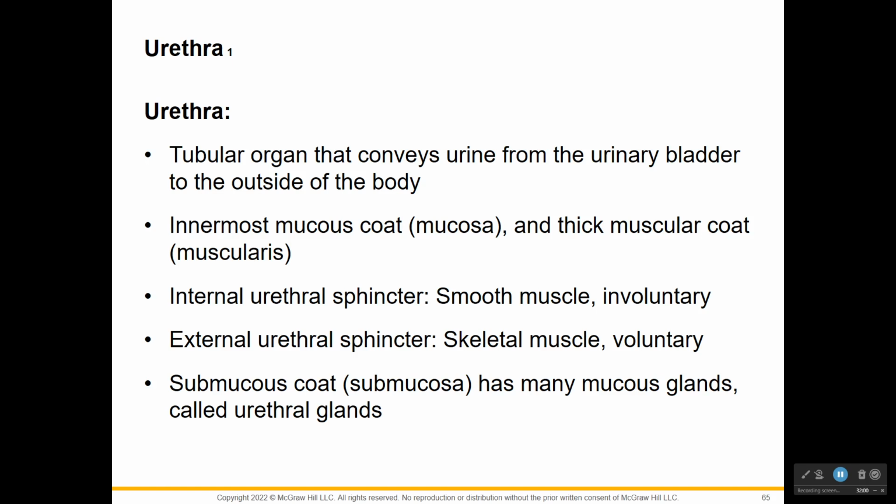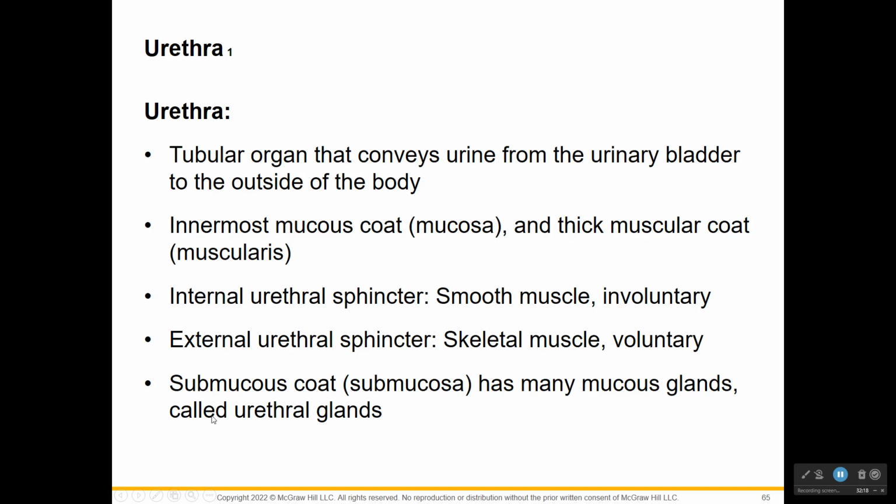But there is also an external urethral sphincter, and this is voluntary. It is actually skeletal muscle, and this is what you learn to control so that you don't pee on yourself. Even though the internal urethral sphincter is open, you have control over this one.